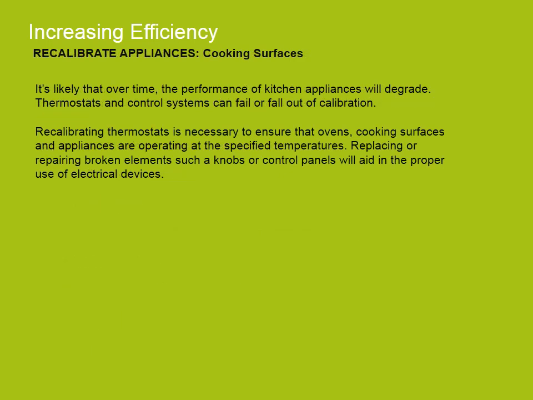It's likely that over time the performance of kitchen appliances will degrade. Thermostats and control systems can fail or fall out of calibration. Recalibrating thermostats is necessary to ensure that ovens, cooking surfaces, and appliances are operating at the specified temperatures. Replacing or repairing broken elements such as knobs or control panels will aid in the proper use of electrical devices.